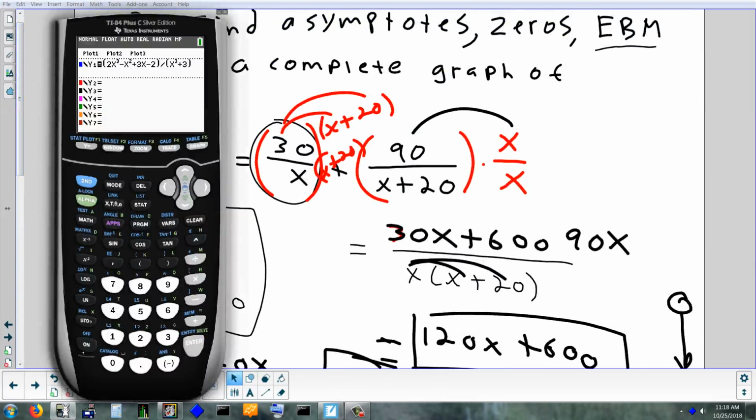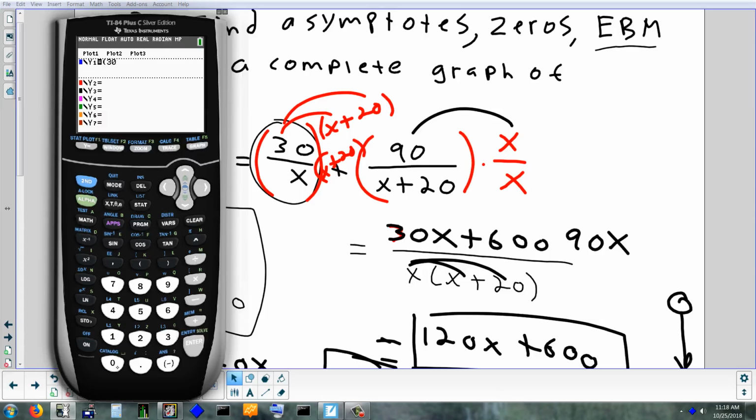Now, when they ask for a complete graph, there's two things. One, I could find a complete graph of the actual word problem, which means negative x's wouldn't make sense, things like that. Or I can find a complete graph of this whole thing, like algebraically, saying, you know what, x can be negative. It can be anything we want, even though we know x should be positive. So I'll do it both ways.